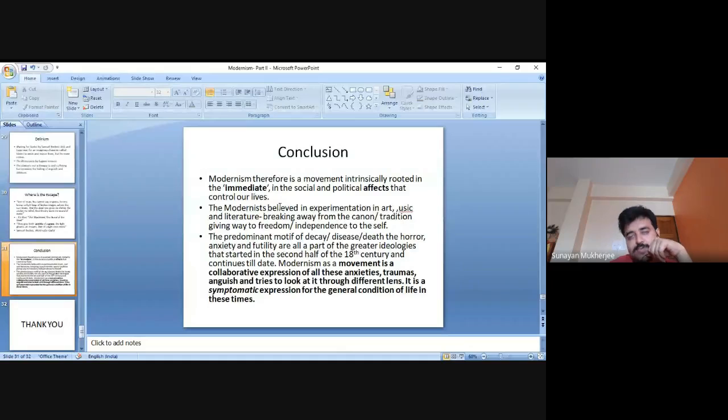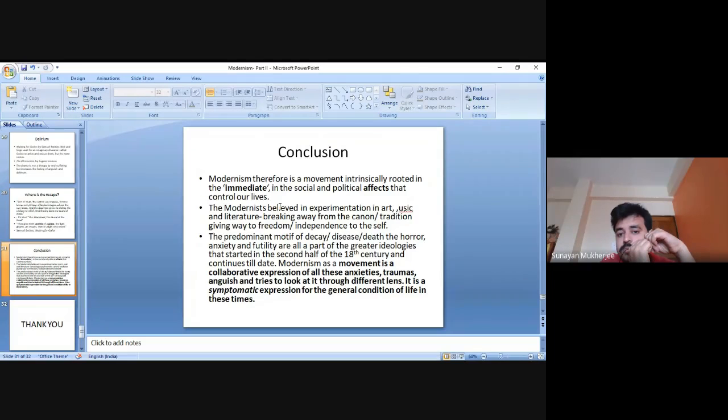To conclude what I have said so far, though time demands me to conclude, there is no such conclusion as such, because it's an ongoing process. We are still in the world of modernism, though some would like to call it postmodern, but I personally feel that it's a sort of high modernism. So let's not go into those details.